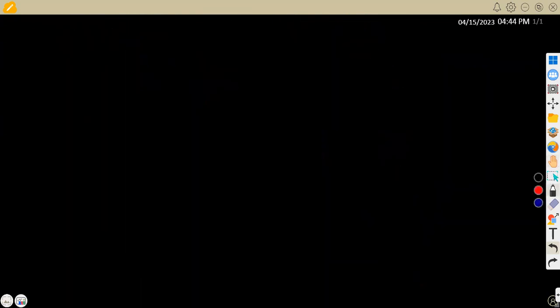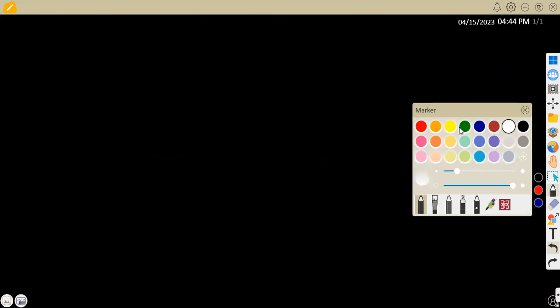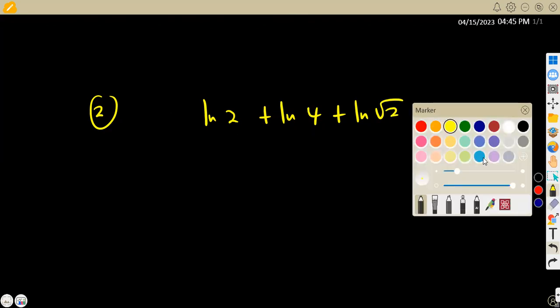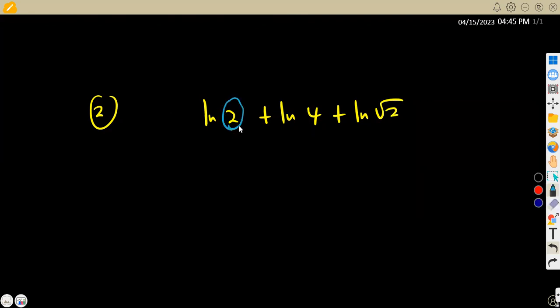All right, still on simplifying or expressing as a single log. Let's say we are given the ln of 2 plus the ln of 4 plus the ln square root of 2. Just like the previous question, we can see that it's just the same. So we can write these numbers into the same number of 2. The simplest number can be 2. So meaning to say 4 can be written as 2 squared.